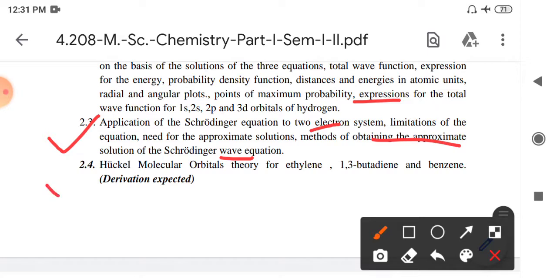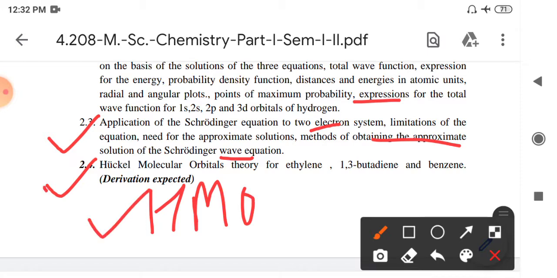And the last and most important part of this application of quantum chemistry is the Huckel molecular orbital theory. This HMO theory is useful for this semester in physical chemistry, and in the next semester you will get organic chemistry specialization, where pericyclic reactions are there, so there also you can get some hints of this Huckel molecular orbital or HMO theory. And specifically we will see the ethylene, 1,3-butadiene and benzene molecules.